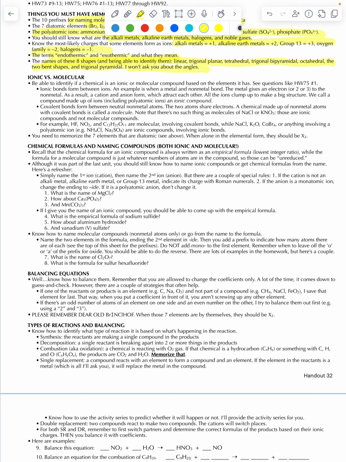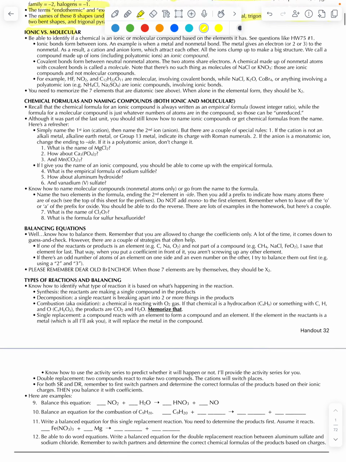We already talked about this before in the last unit, so still be able to tell the difference between an ionic and a molecular compound based on the formula. Again, if it's just nonmetals, it's molecular. If it has a metal and a nonmetal, or you see a polyatomic ion, it is ionic. The ones that are molecular have covalent bonds. The ones that are ionic have ionic bonds.